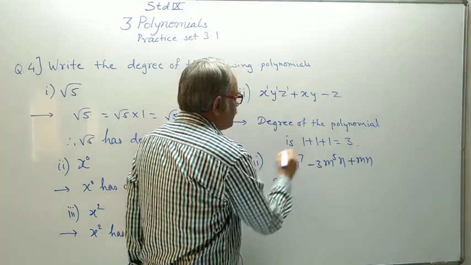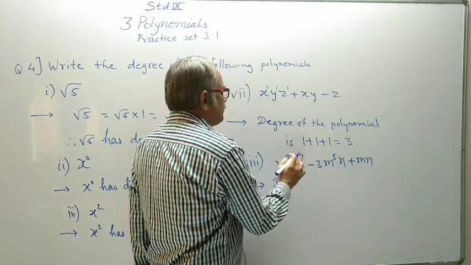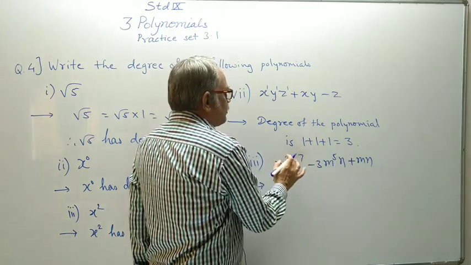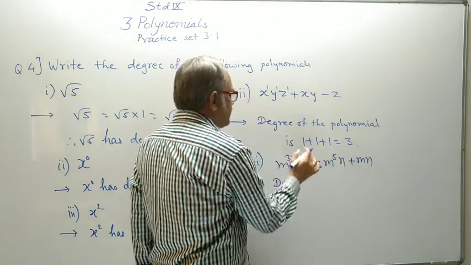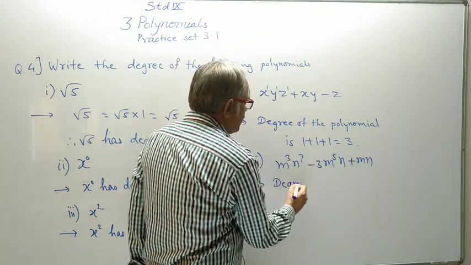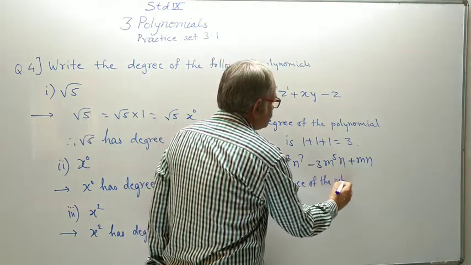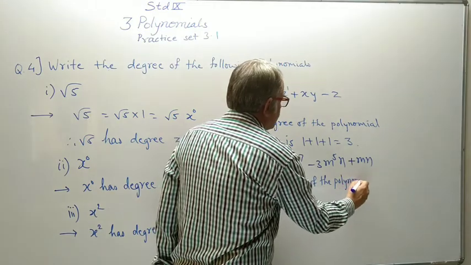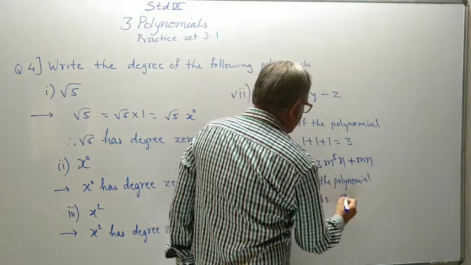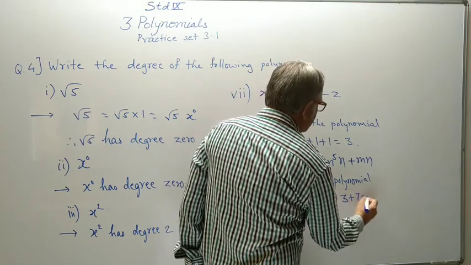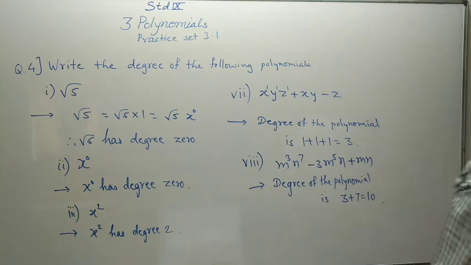As this is only one term, plus or minus means the term changes. This is one term where there is a product of two variables. We have to add the indices, that is the degree. Degree of the polynomial equal to 3 plus 7 equal to 10. Neatly write it.